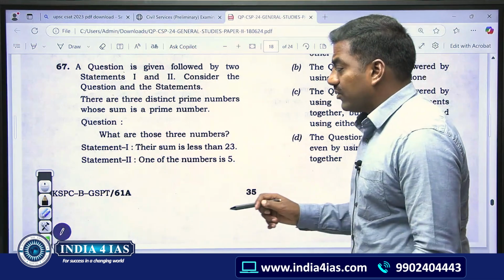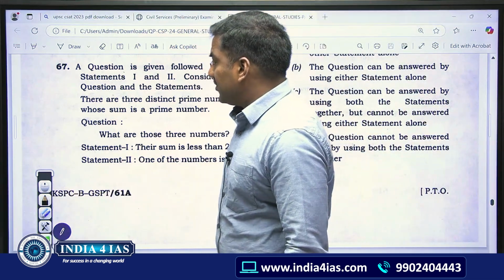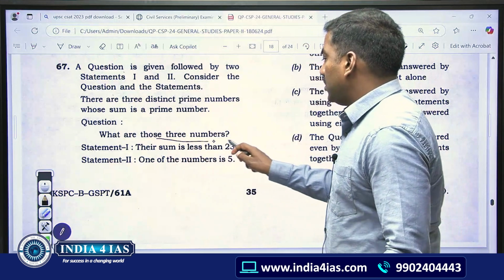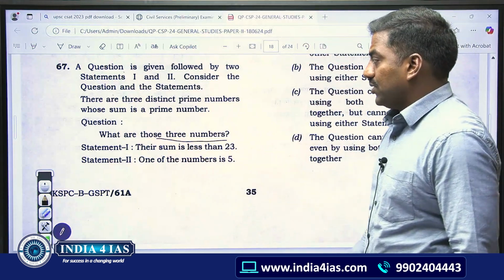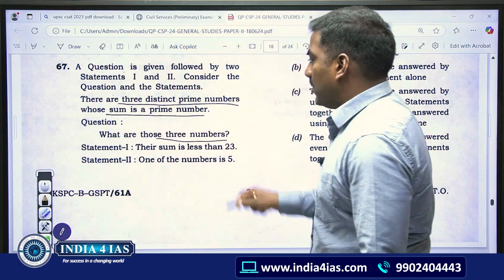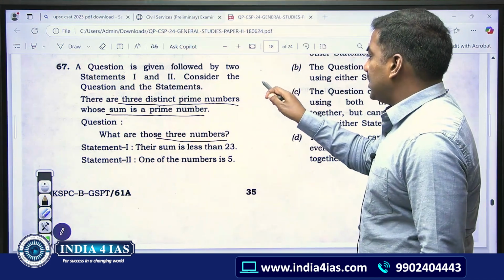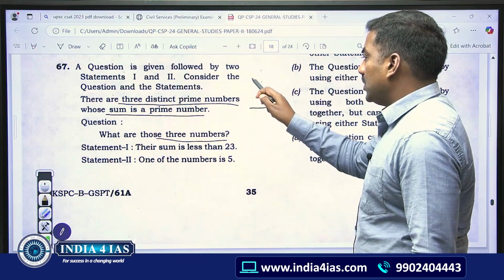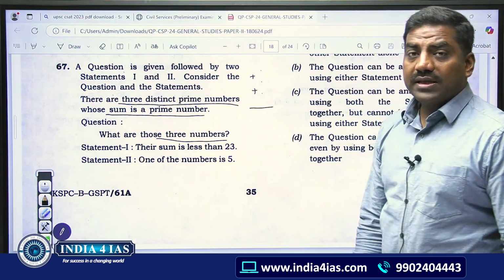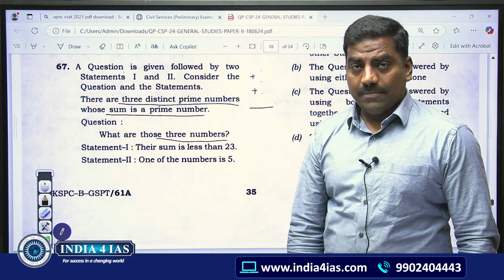Okay, question 67. Again, kind of a data insufficiency question. What is the question? What are those three numbers? There are three distinct prime numbers whose sum is a prime number again.